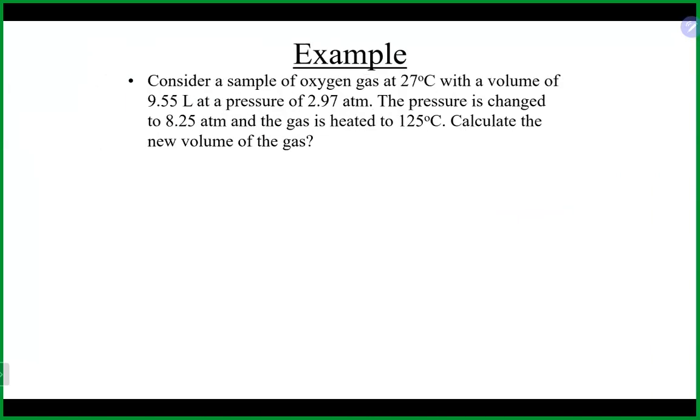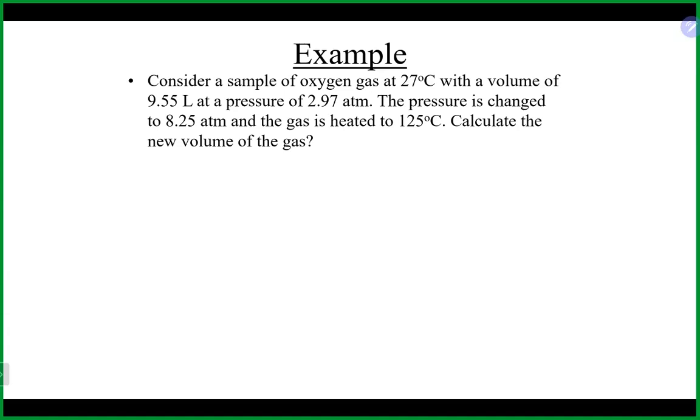All right, so I think we left off right around here with this example. Why don't you give it a go? Consider a sample of oxygen gas at 27 degrees Celsius, volume of 9.55 liters, and a pressure of 297. It's changed to 8.25 and heated to 125. What is the new volume?